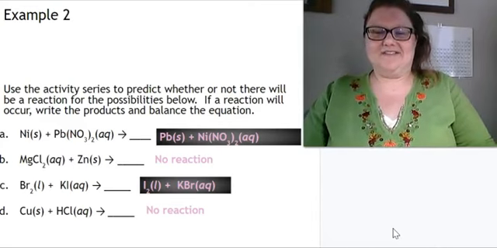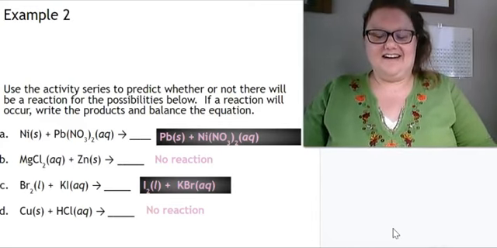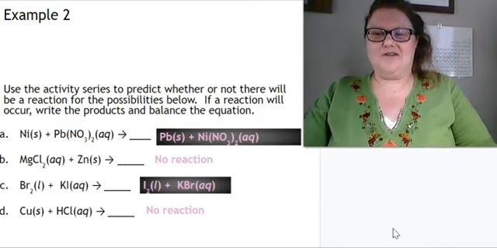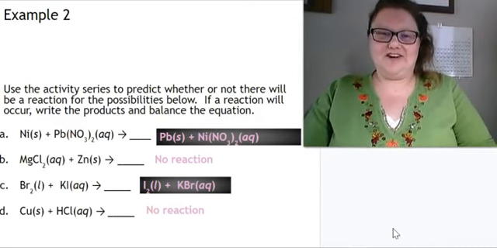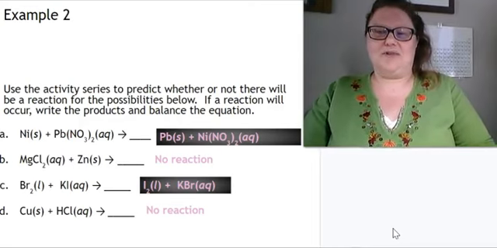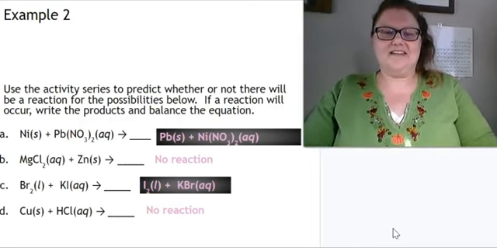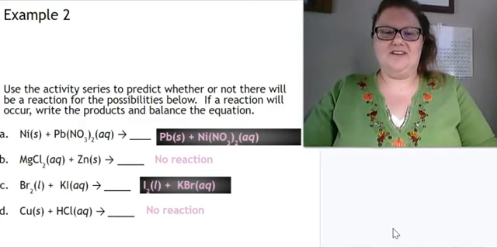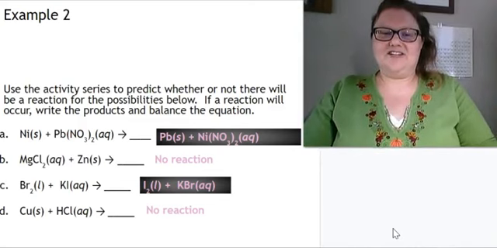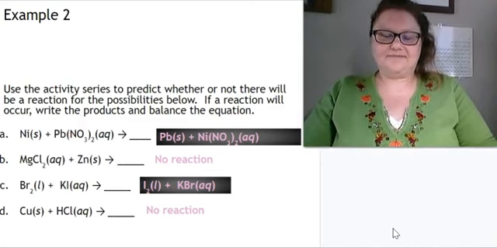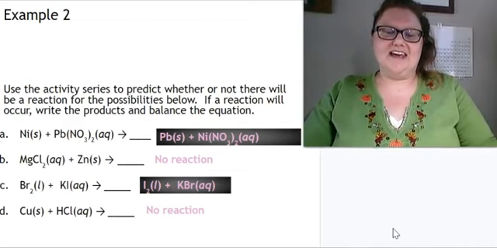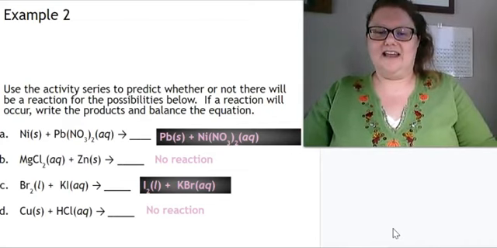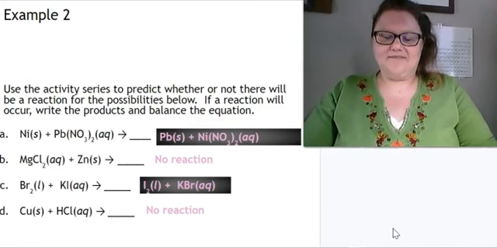Again, trying something different here. You're seeing the answers here ahead of time, but we're going to walk through how we got them. Okay, so we're going to predict whether or not a reaction can occur by looking at all of these examples of single replacements. Let's look at A. We have nickel being added to lead nitrate. Nickel is a metal and lead is a metal. So the question becomes, can nickel replace lead in a chemical reaction?